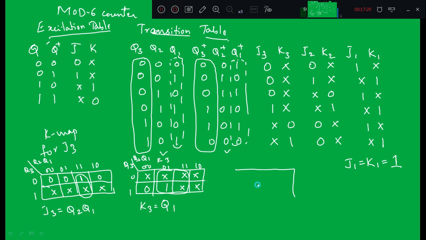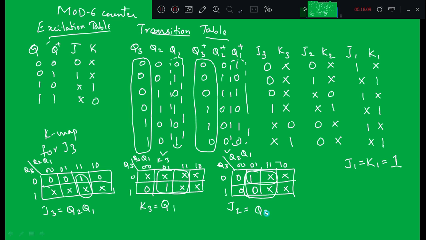Similarly, for J2, put K map for J2. Inputs are Q3 Q2 Q1, 0 0 0 1 1 1 1 0 0 1. So 0 1, don't care 4 0 5 0, other cells 0 don't care. Sorry, wait, 0 0 1, don't care 4 5 is 0, and don't care. This one can be combined with this don't care, and we can write J2 as what? Q3 bar and Q1, Q3 bar Q1.